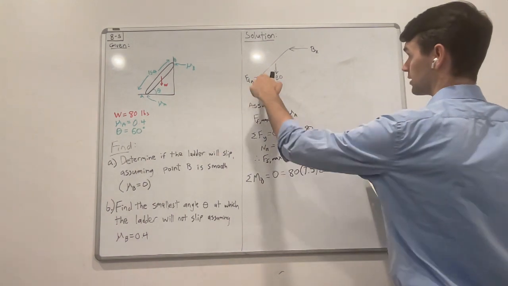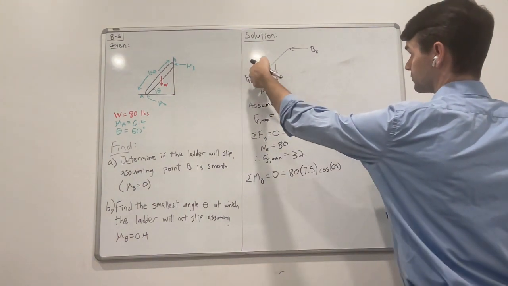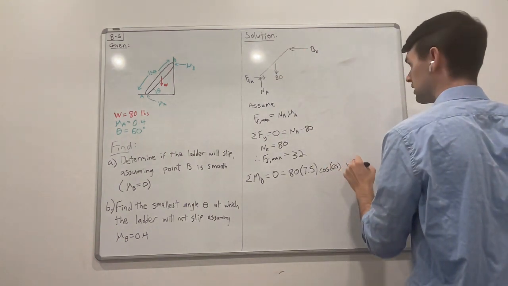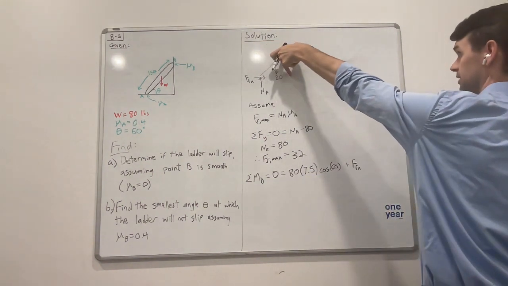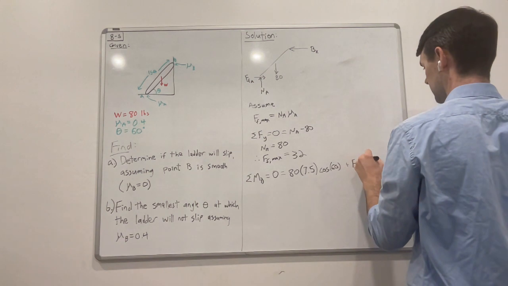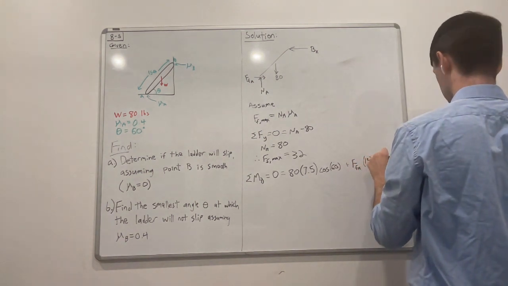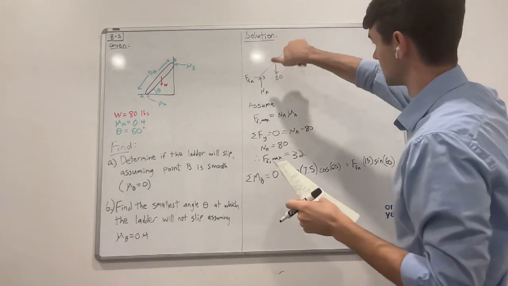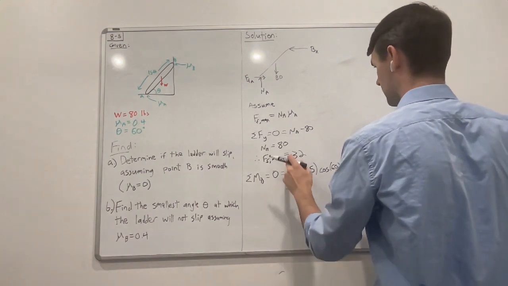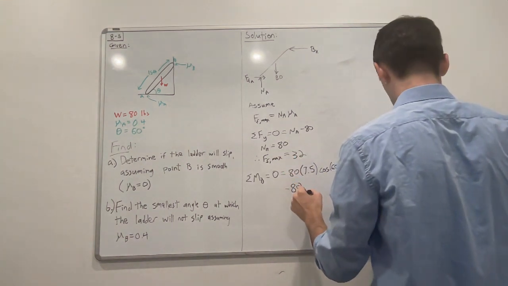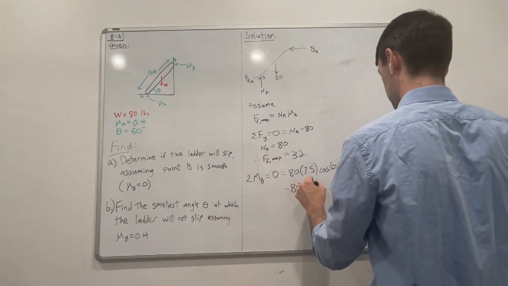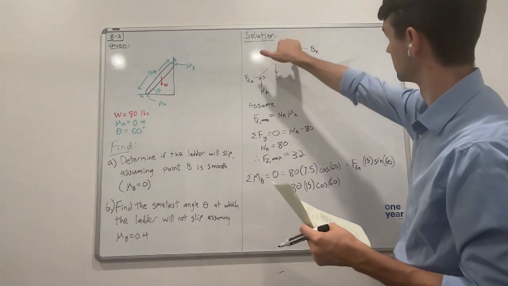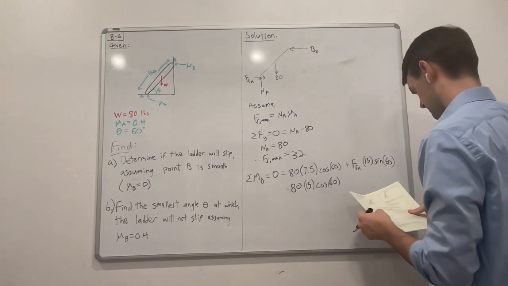And then the moment caused by the friction force is also going to be positive. So let's put a positive sign there. So plus friction force A, and that vertical distance is going to be 15, the length of the ladder, times sine of 60. All right, now we just have NA, which is going to cause a negative moment. So minus NA, which we know is 80, minus 80 times 15 cosine 60, because that will give us the horizontal moment arm.